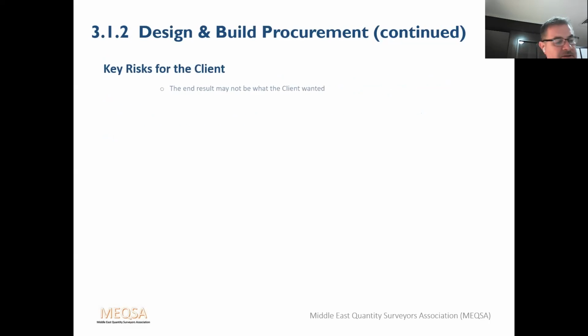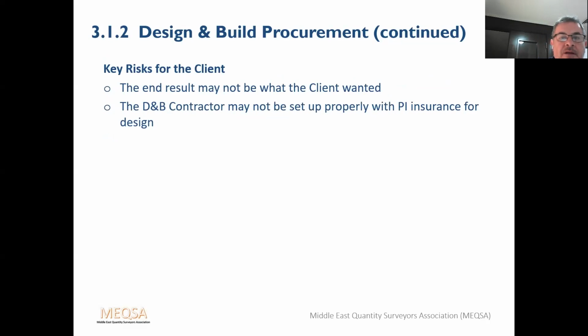Key risks for the client. The end result may be not what the client wanted. Again, this can be mitigated if the design is tied down, the employer's requirements are clear, and the correct contractors and their design are chosen. And the D&B contractor may not be set up properly with PI insurance for design. Obviously, that's due diligence at the start, and that's got to be checked.